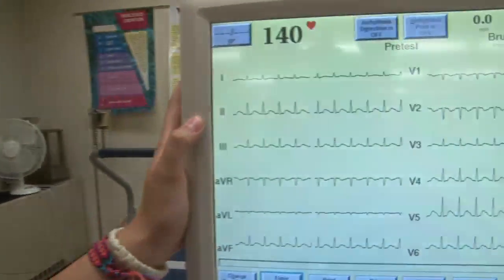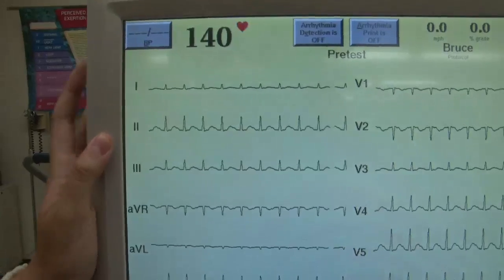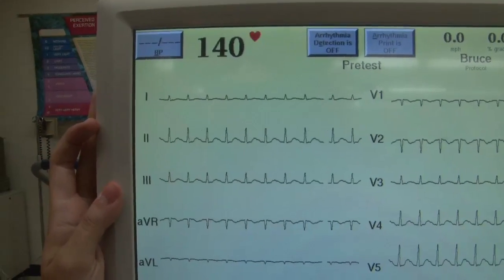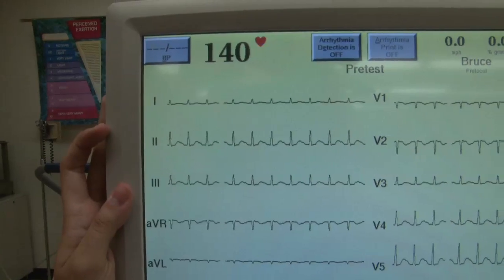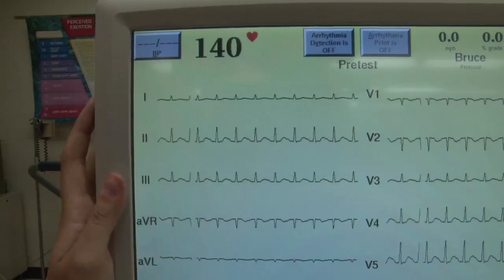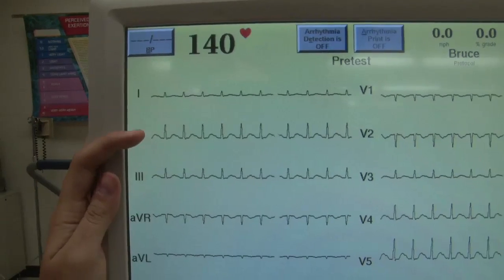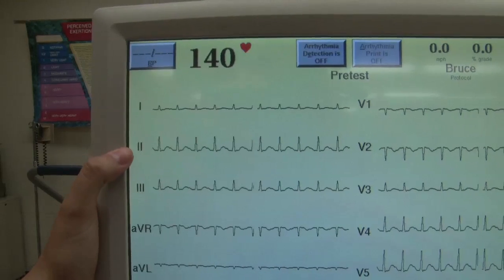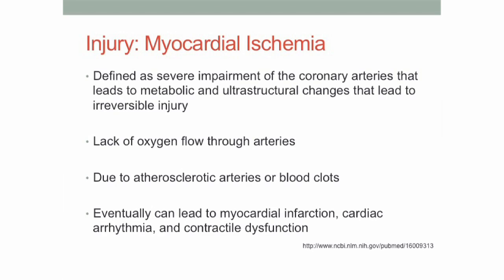Looking at sinus tachycardia on the EKG. Here, looking at lead 2, you can see that there is an increased amount of P waves, and this is showing that there's an increased heart rate. You can also see that the T wave and the P wave are hard to distinguish because they are so close together. And if you look, the heart rate is up to 140, showing that there is a very fast heart rate. Next, we'll be talking about myocardial ischemia.